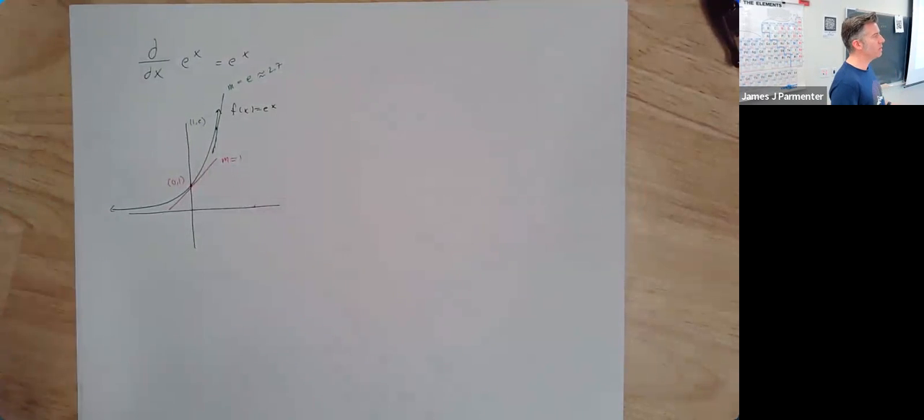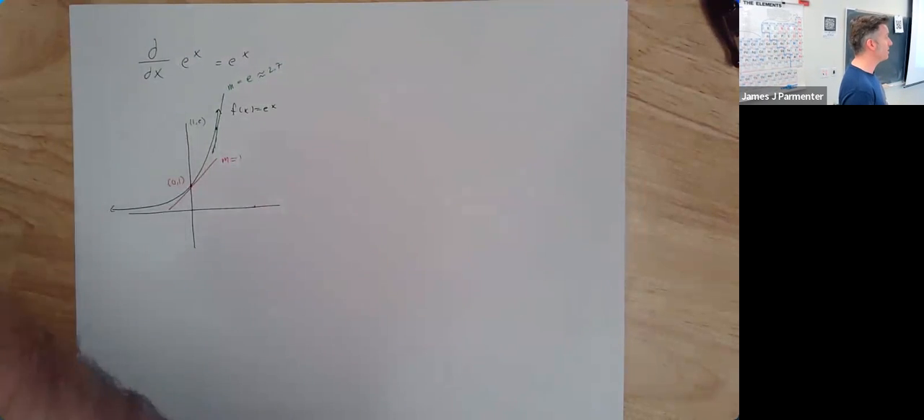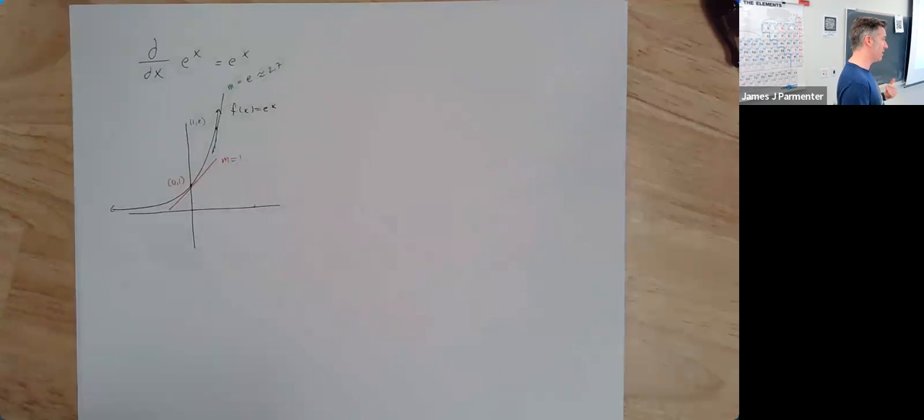Later on, once we have talked about either implicit differentiation or the chain rule, we're going to revisit this, and I'll actually show you how you can calculate the derivative of e to the x. But for now, we're just going to accept it, even though I don't love that.